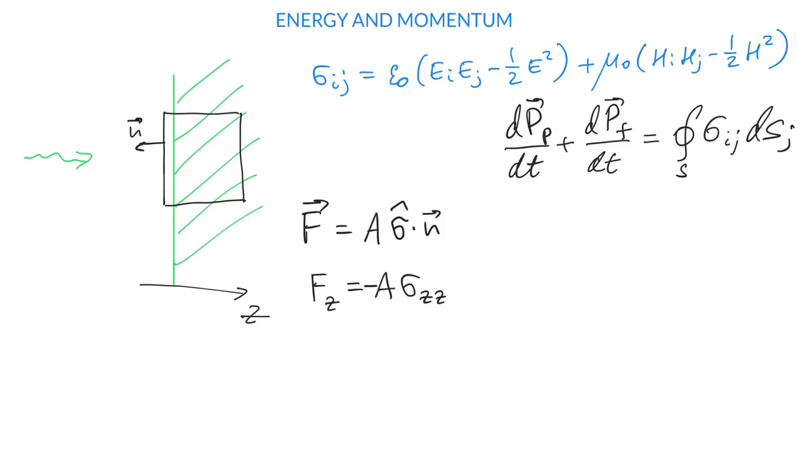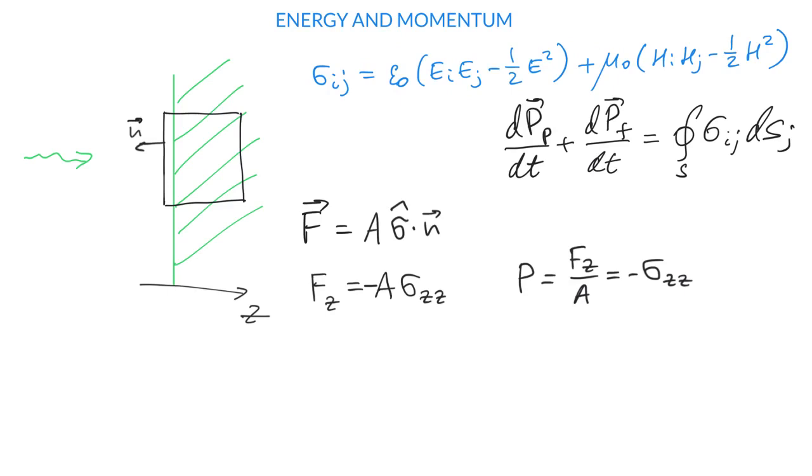Now the pressure exerted on the screen is the force per area, so it's simply negative sigma zz. Now we need to find sigma zz from the definition.